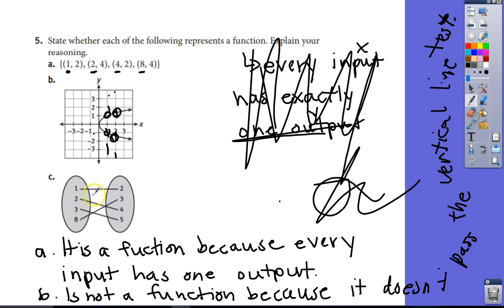Okay, letter C, we look. 1 goes to 2, 2 goes to 4, 3 goes to 5, and 8 goes to 3. We don't repeat any of our numbers, so letter C is literally going to have the same answer as letter A.